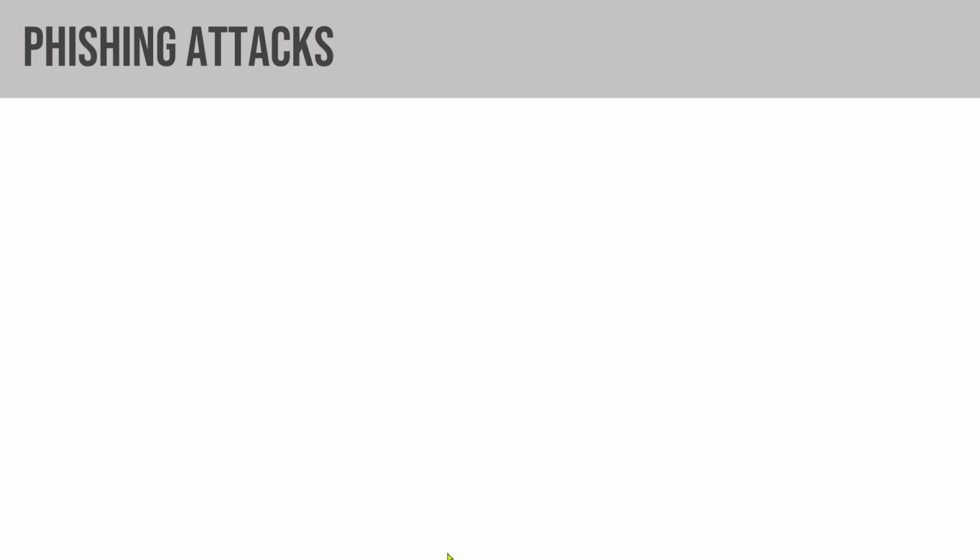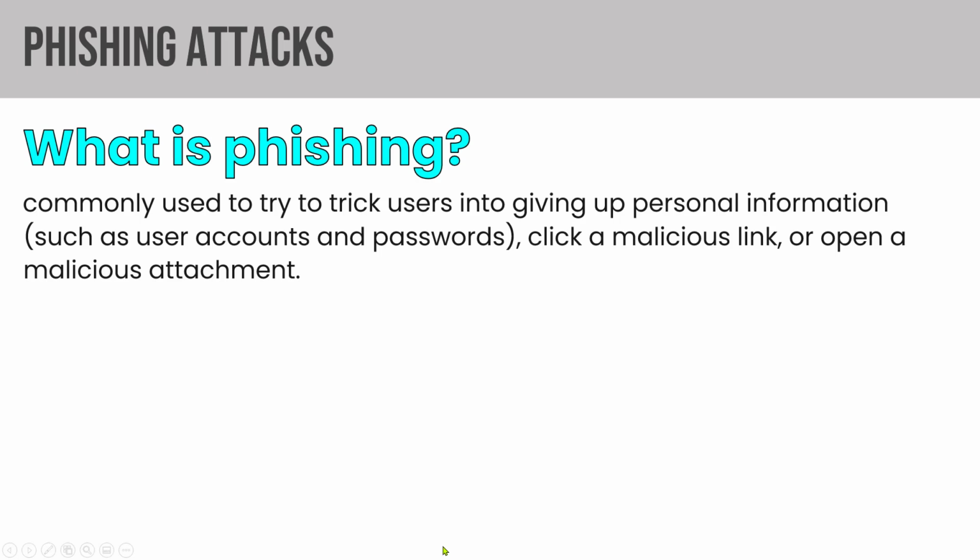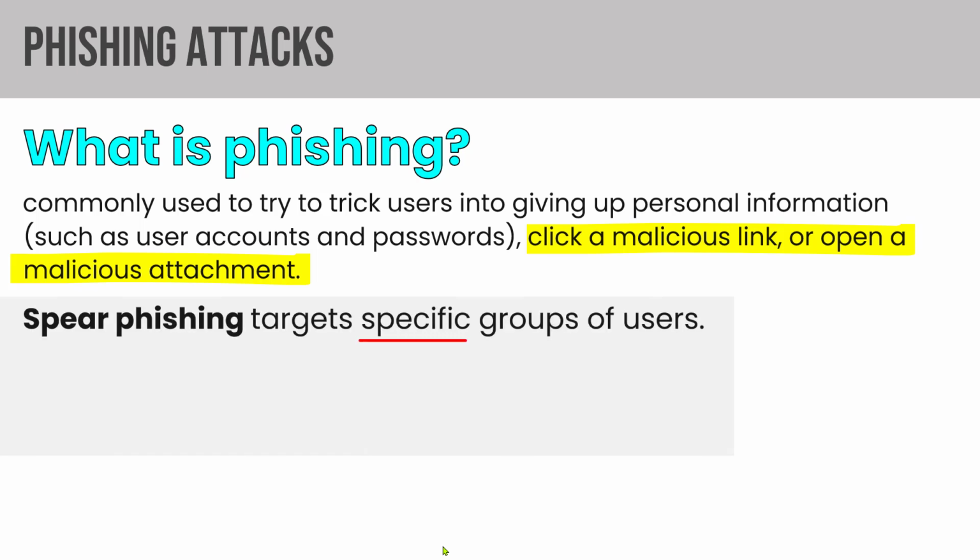Phishing attacks are far and away one of the most prevalent attacks on identity out there, and one of the most successful. So phishing is commonly used to try to trick users into giving up personal information like a user account and a password by enticing them to click a malicious link or open a malicious attachment. There are multiple types of phishing attacks. Increasingly common these days are spear phishing attacks, which target specific groups of users where the bad actor has done some research on their target, and so they've created a malicious email that looks more legitimate based on the type of business that the organization engages in, for example.